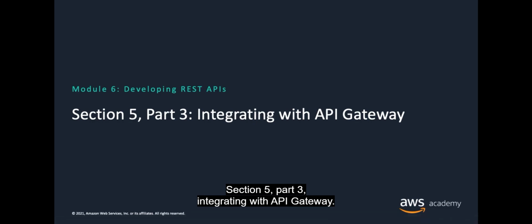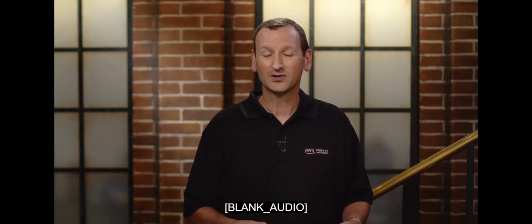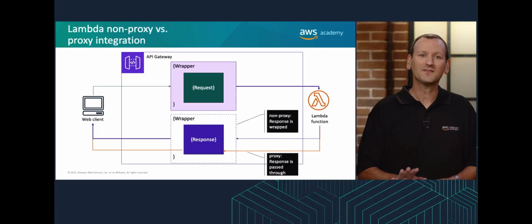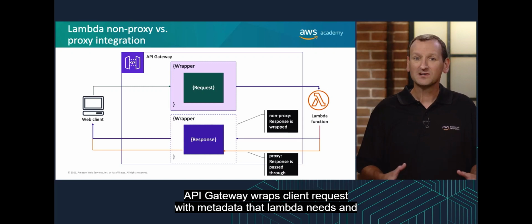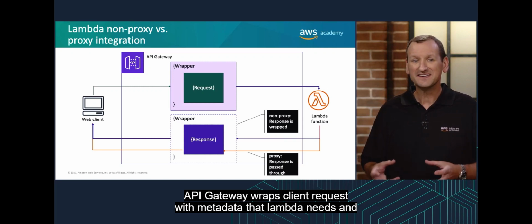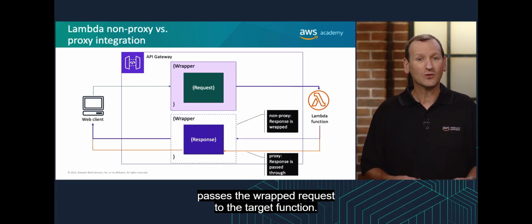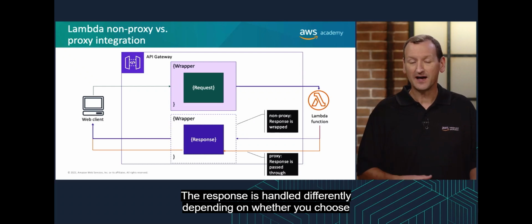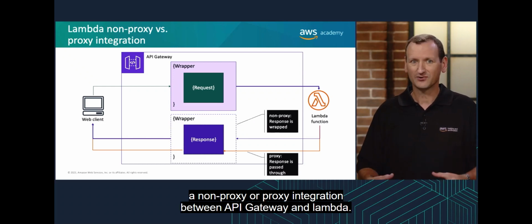Integrating with API Gateway. We'll now discuss integrating an API method with a Lambda function by using Lambda proxy integration or Lambda non-proxy, which is a custom integration. API Gateway wraps client requests with metadata that Lambda needs and passes the wrapped request to the target function. The response is handled differently depending on whether you choose a non-proxy or proxy integration between API Gateway and Lambda.